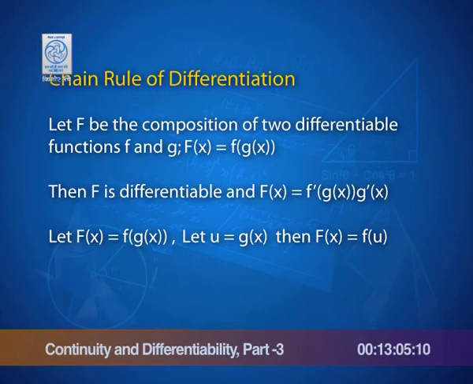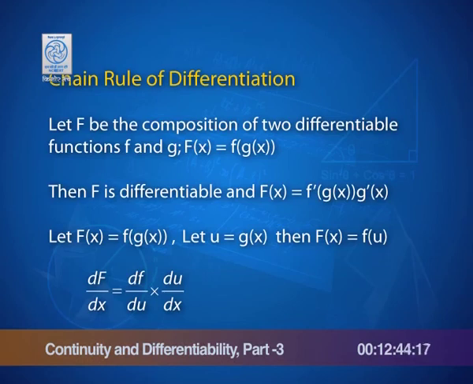Suppose capital F is the composition of small f and g, and let us call u to be g of x. Try to relate it to the picture that you had seen just a minute earlier. Then F of x is f of u, right? So, the chain rule says that derivative of F with respect to x is same as derivative of small f with respect to u, because now small f is a function of u. The output of g goes into f, into the derivative of u with respect to x.